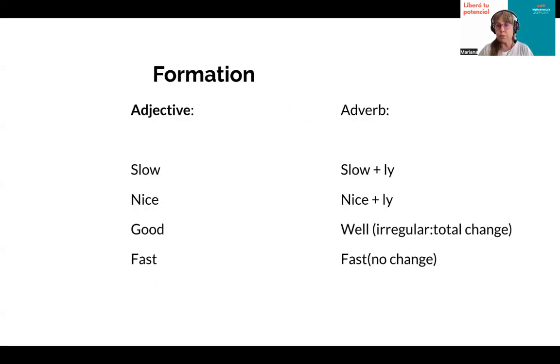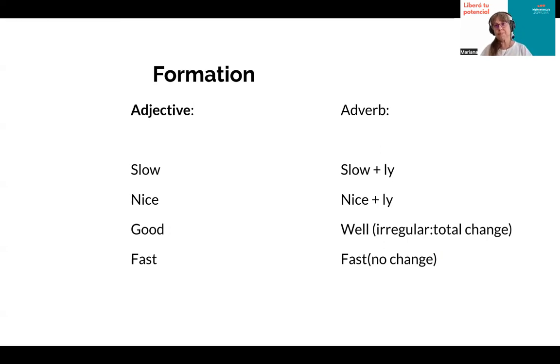Now let's have a look at the formation. For adjectives, you have to remember the spelling, the way that adjective is formed, and the meaning. As for adverbs, they may be formed after the adjective. For example, from slow, plus -ly, we add that suffix and we create the adverb slowly. From nice, the same: nicely. So we could say that is a general rule.